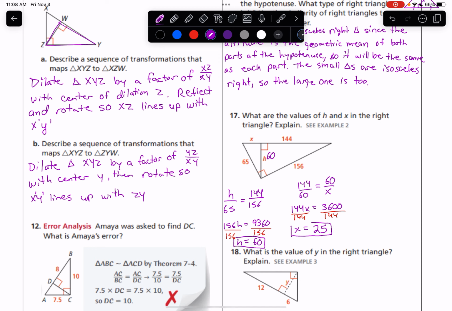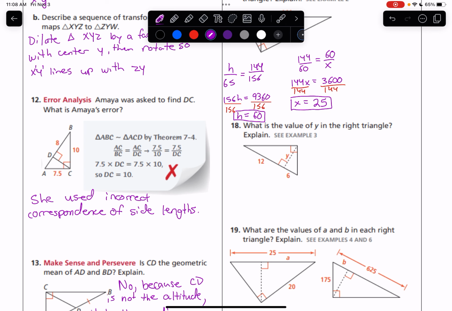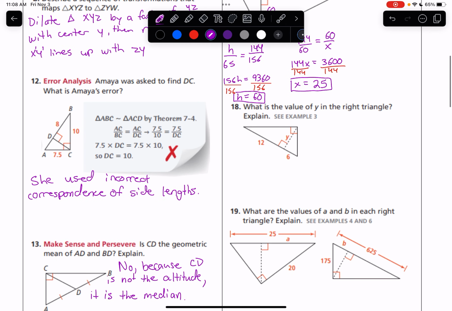All right, next 18. What is the value of y in this right triangle? Here we have a position where we can either use our proportions or just our regular old altitude on hypotenuse theorems. So if we use proportions, I could say that 12, the medium side of the medium triangle, over y, the short side of the medium triangle, is equal to y, the medium side of the small triangle, over 6, the short side of the small triangle.